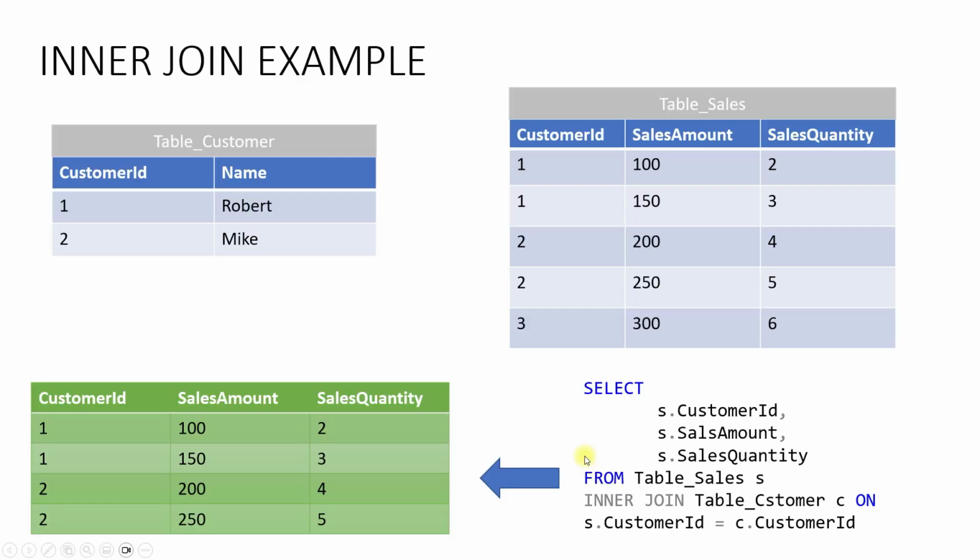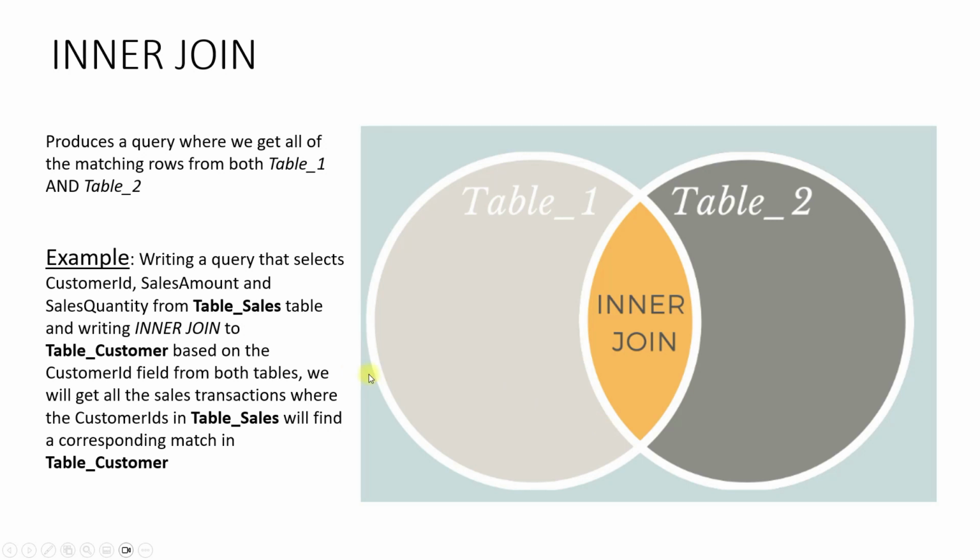But just for now, think of the base table as the table that we specify here in the from clause. We're going to get all of the fields, all of the transactions from the sales table where we find a match in the corresponding lookup table, in this case the table customer.